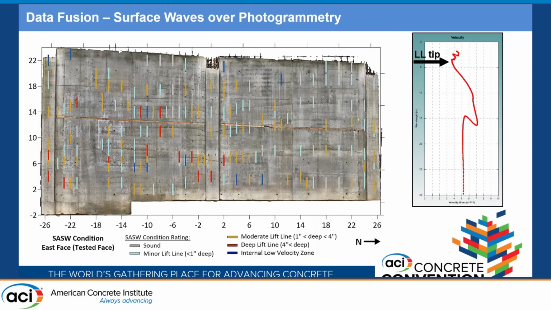So these are the surface wave results over the photogrammetry, over the orthomosaic, where the SASW data was analyzed, on the right side, by looking at the dispersion curve for that inflection point where the velocity starts to increase, and that's what we call the lift line tip. The SASW condition ratings were again categorized based on the depth of that lift line, and then we plotted everything over the ortho so you could see exactly which were the lift lines that were deeper from the surface.